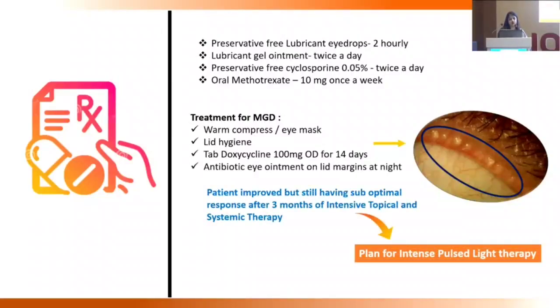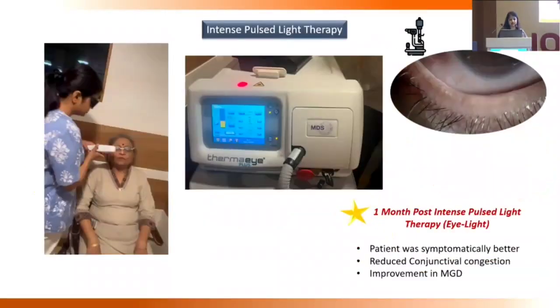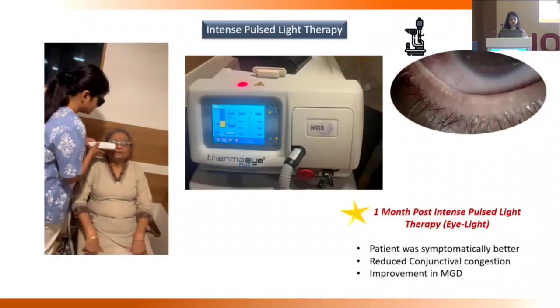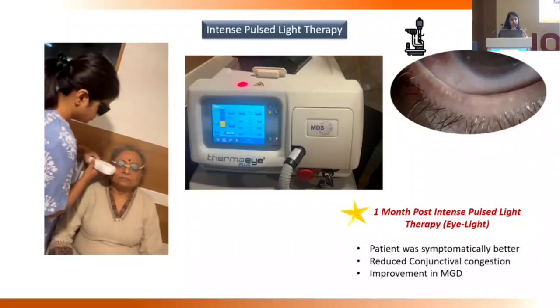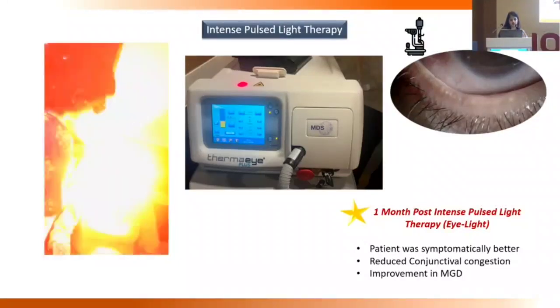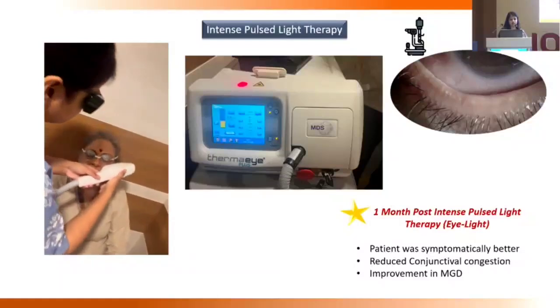After this there was some improvement, but she was not very happy. After 3 months of intensive therapy, she was still complaining. So we planned her for intense pulse light therapy. This is our intense pulse light therapy on the Thermi Plus, which also improves aqueous deficiency dry eye, and in most patients improves the MGD status.